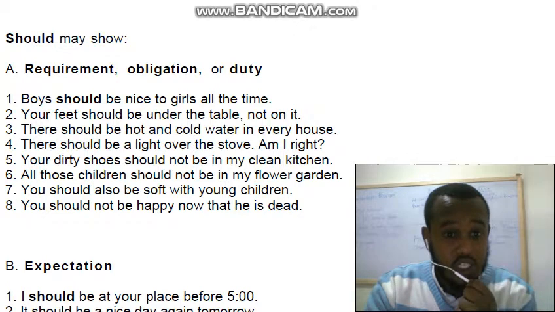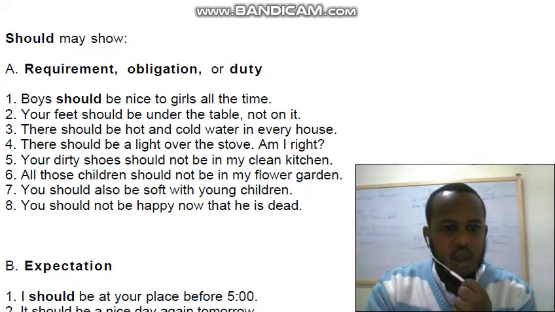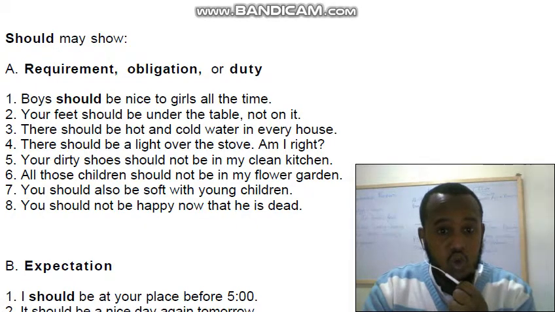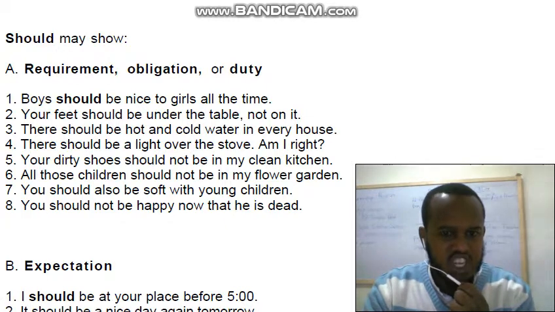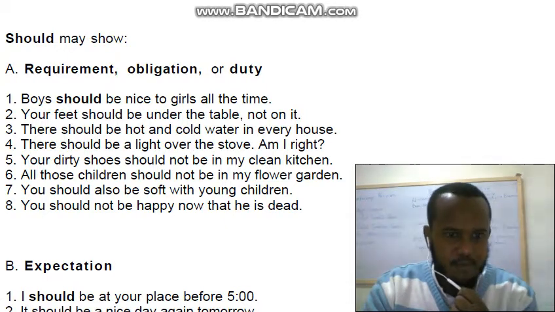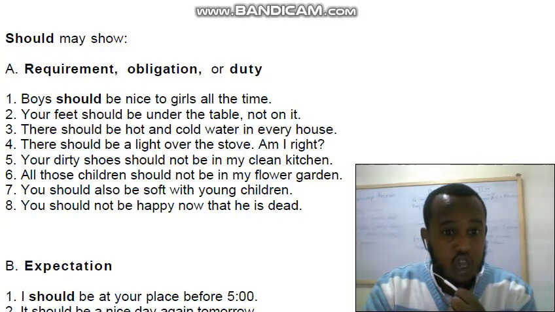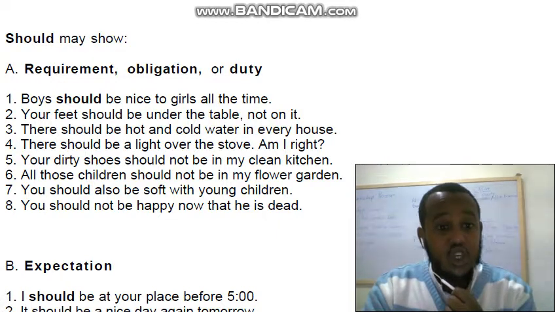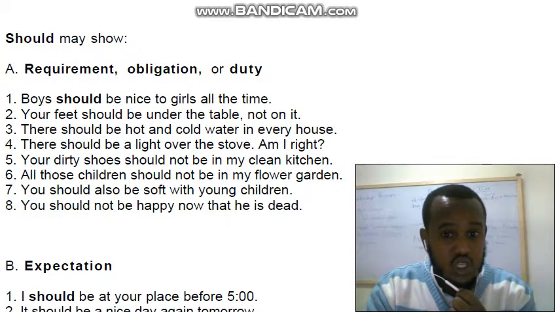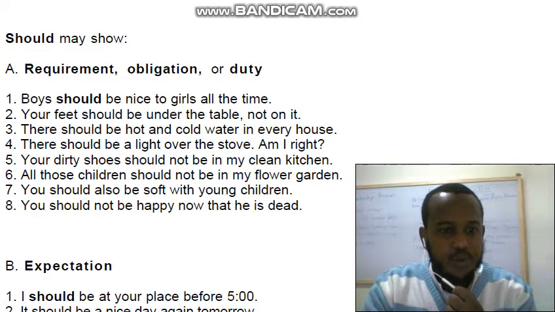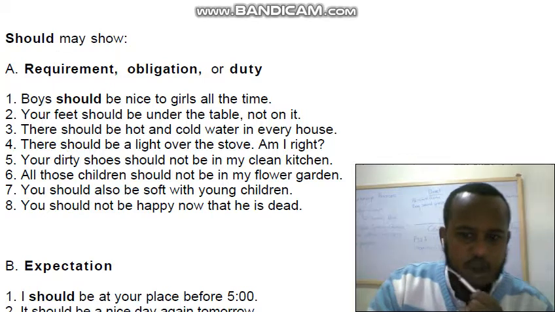The first one is, boys should be nice to girls all the time. Now you can see this is a duty, that every boy should be nice to girls all the time. Your feet should be under the table, not on it. That's an obligation. There should be hot and cold water in every house. That's a requirement. So now we'll continue with the rest, and you should sort them out yourselves, inshallah.